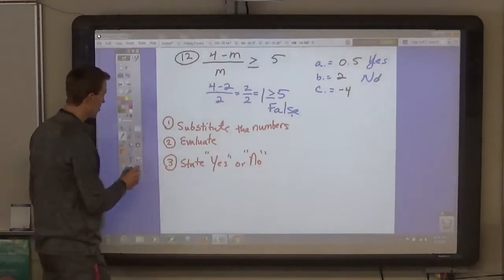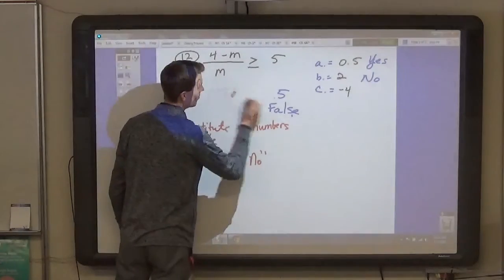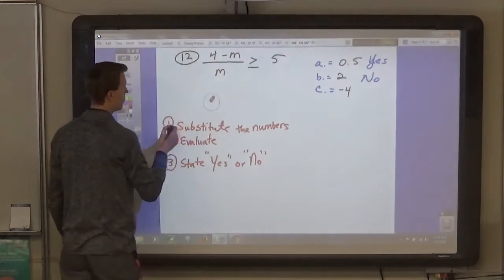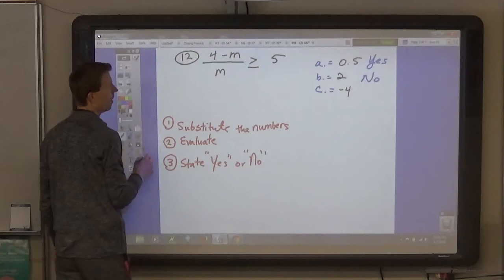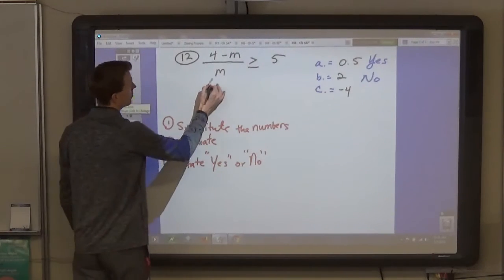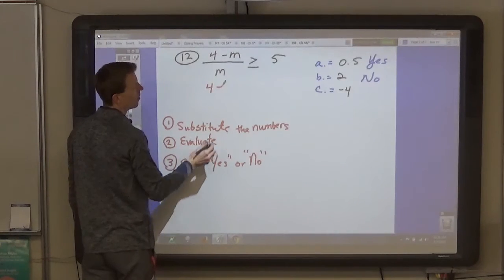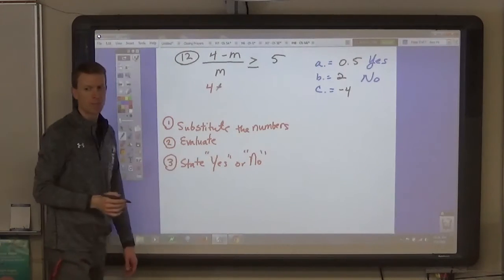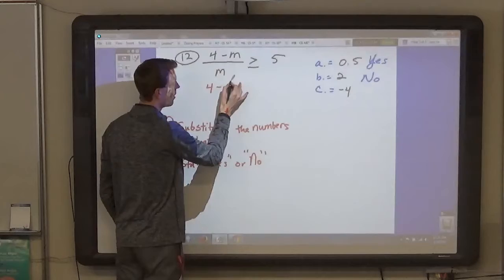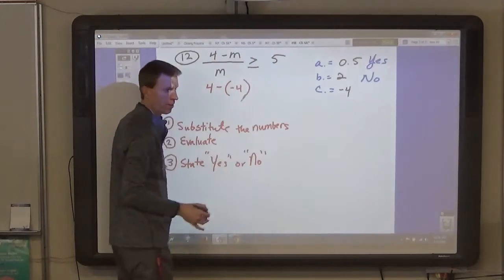Okay, Dylan, you see, well, it's true. You get 4 plus a negative. Wait, it's already a minus negative. If it's minus, minus, it equals plus. So we have to substitute -4 for m. You get 8.